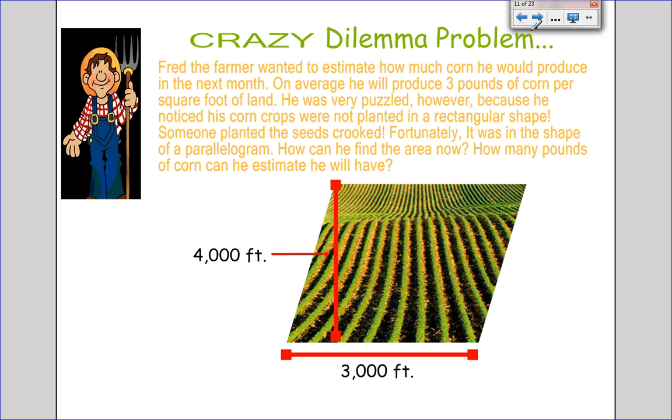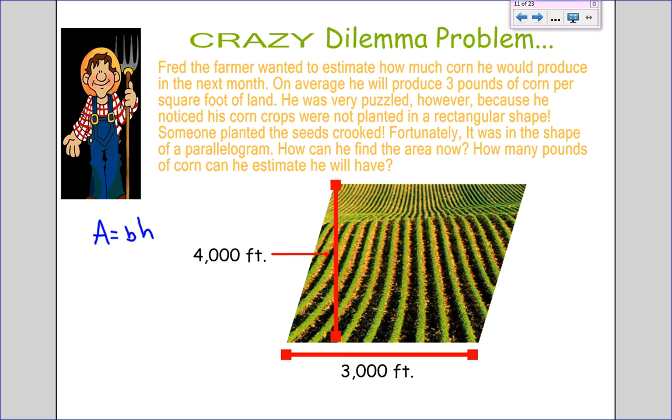All right, so here we have a dilemma. Fred the farmer wanted to estimate how much corn he would produce in the next month. On average, he'll produce 3 pounds of corn per square foot of land. He was very puzzled, however, because he noticed his corn crops were not planted in a rectangular shape. Someone planted the seeds crooked. Fortunately, it was in the shape of a parallelogram. How can he find the area now? Well, the formula, of course, is base times height.